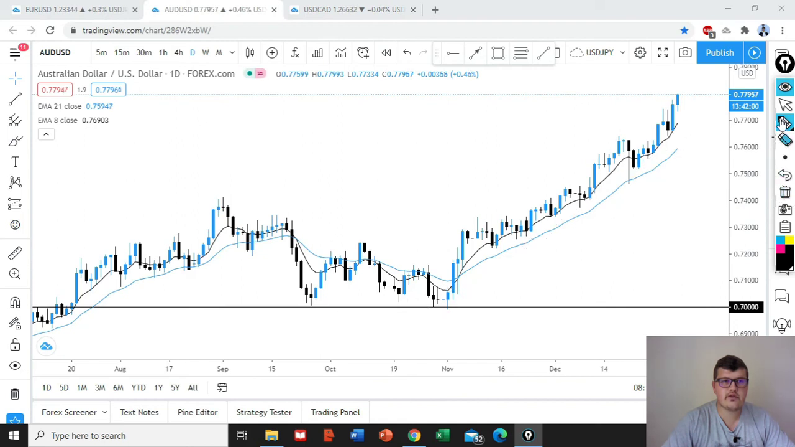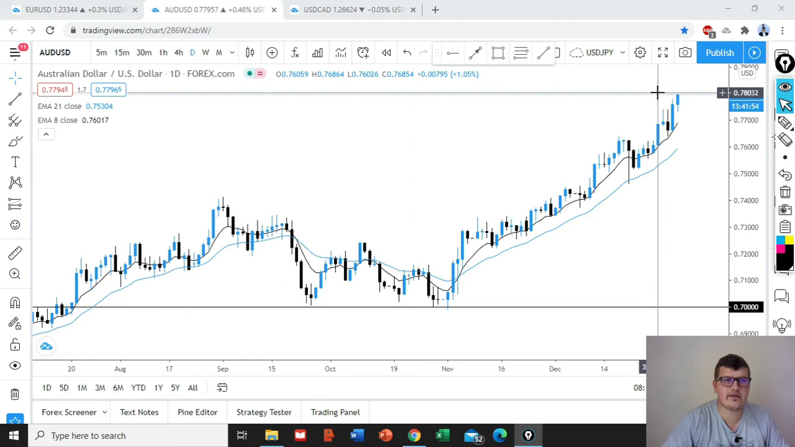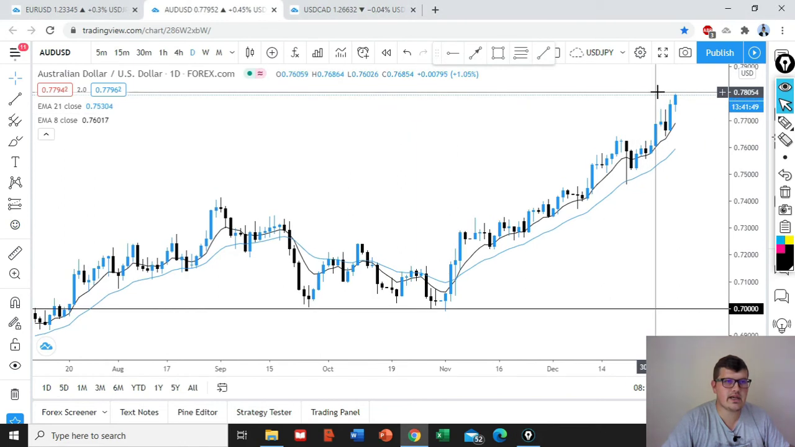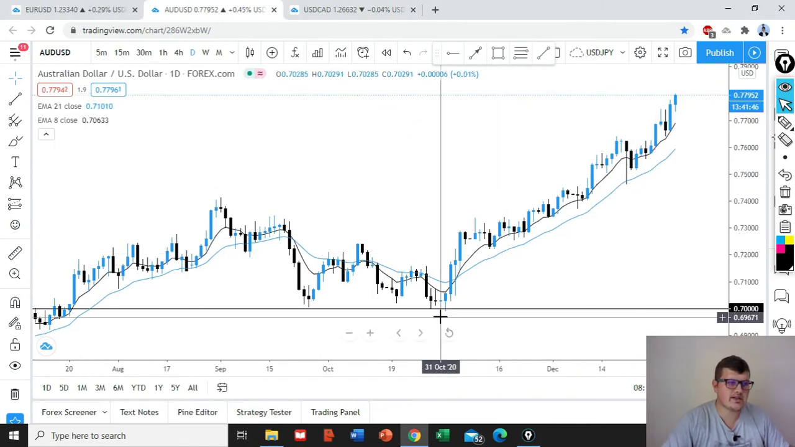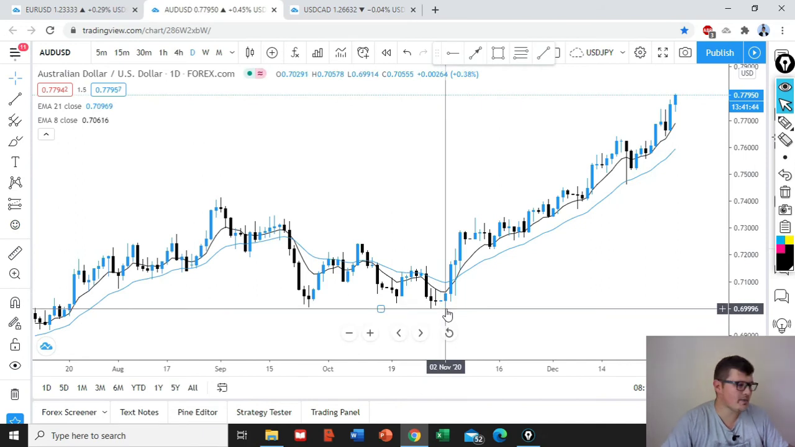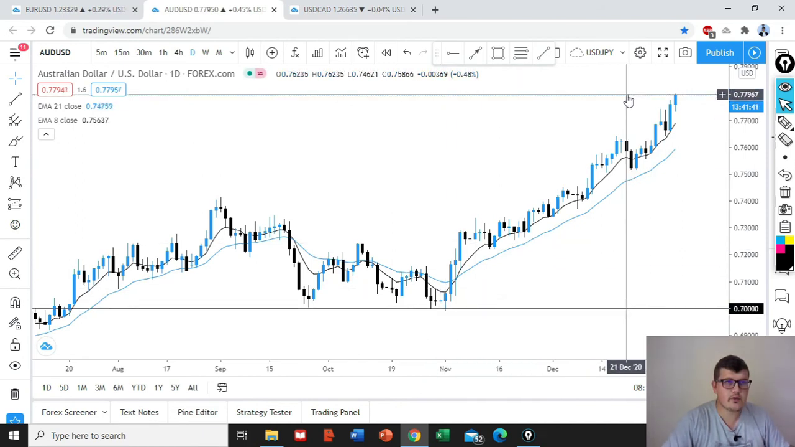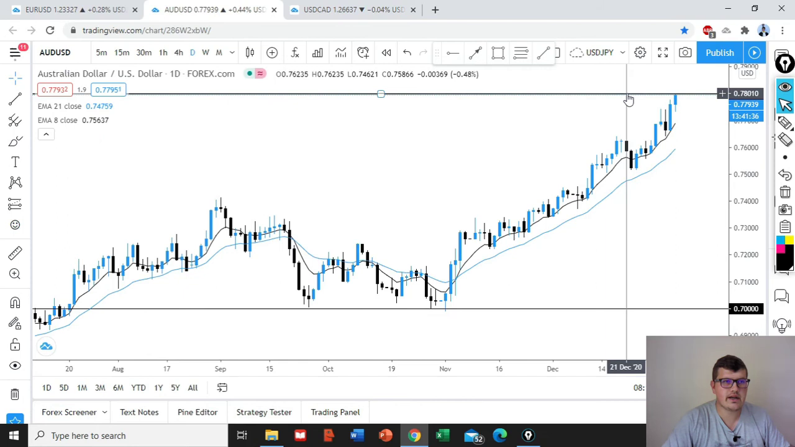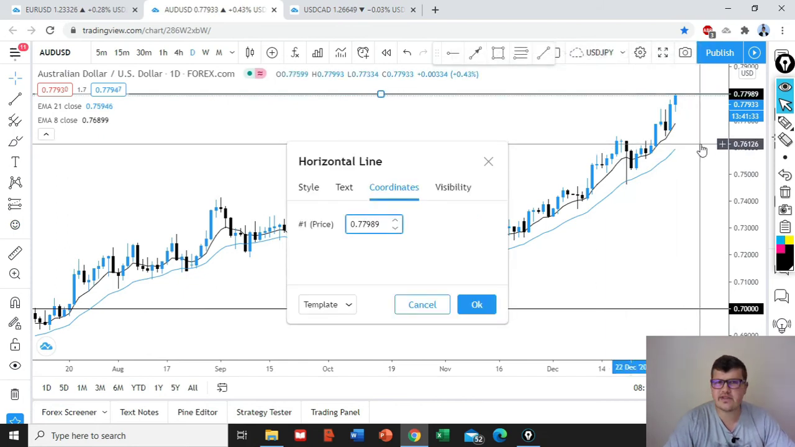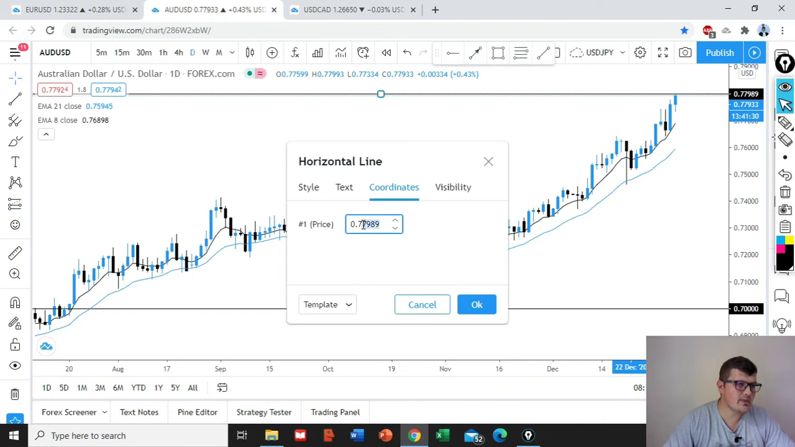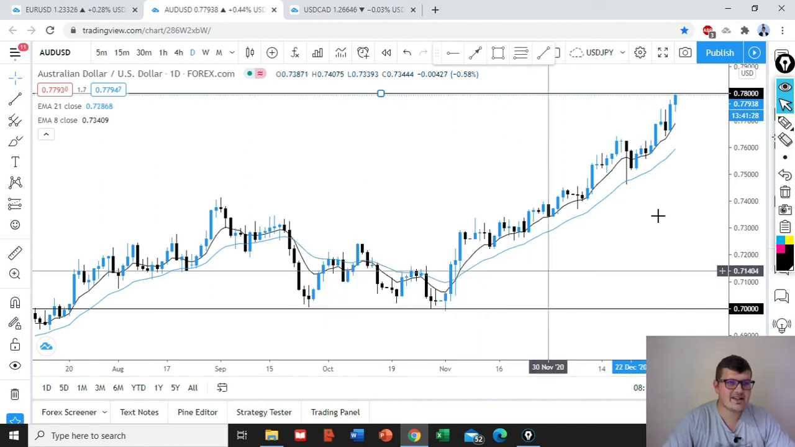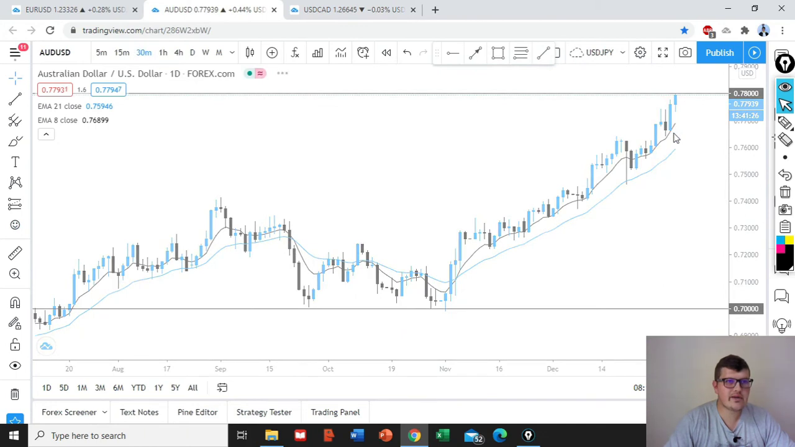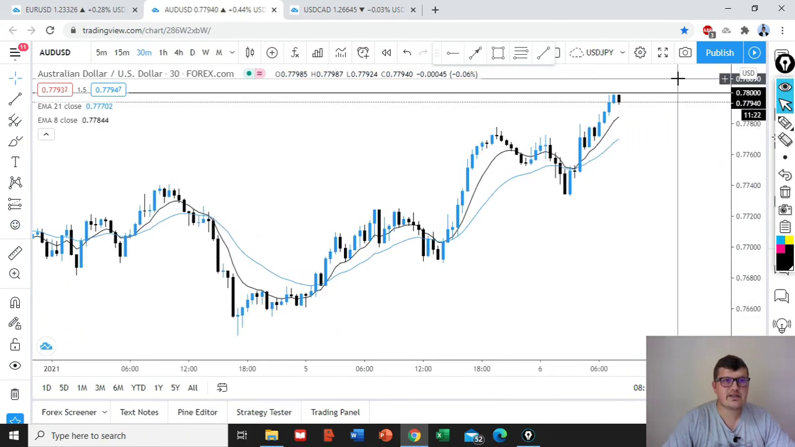A few minutes ago we hit another psychological level above over here, the 0.78 psychological level, and this specific currency pair has been on a massive upward rally since the start of November. So we might see some sort of relief, maybe some pullback into the 0.76 area, or maybe a complete reversal, but I doubt that.